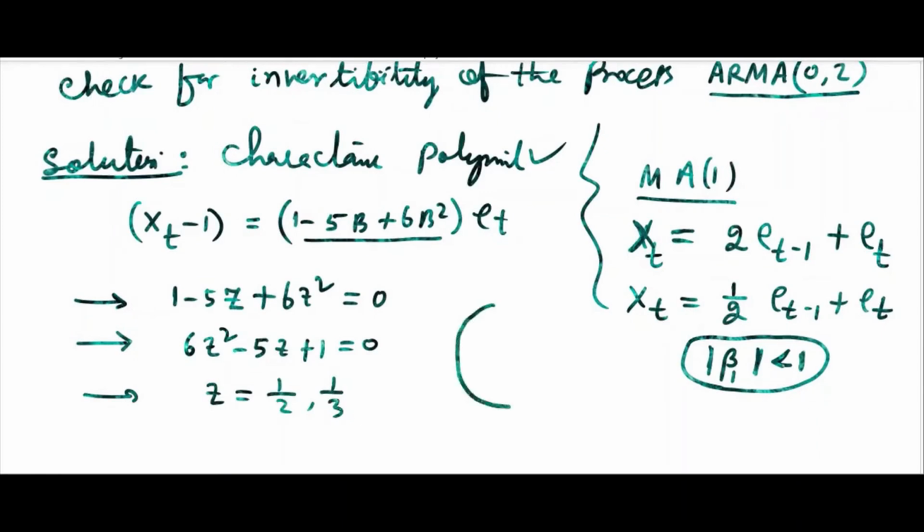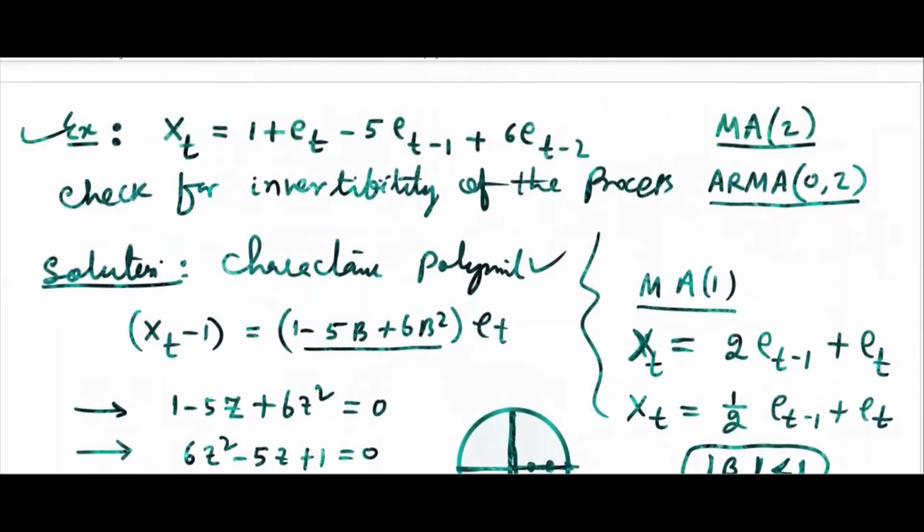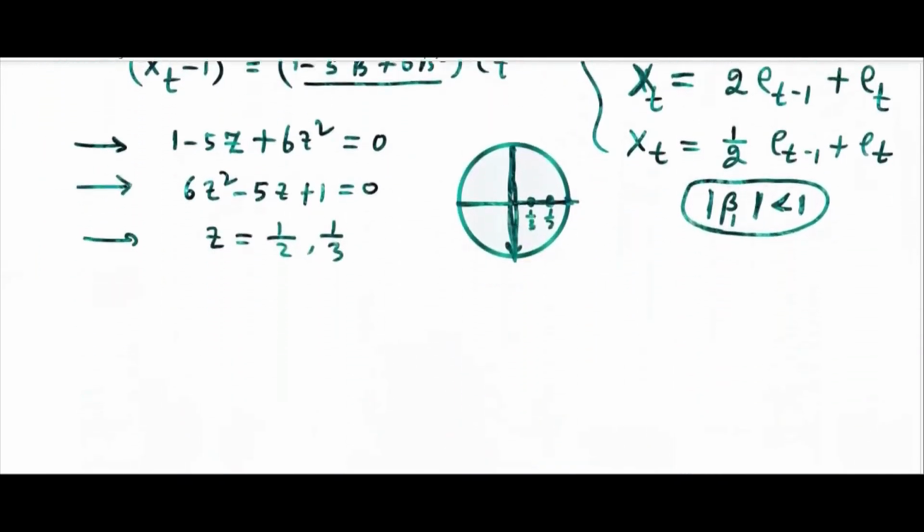If you draw the unit circle and find the roots, they must be outside the circle. Even on the circle is not allowed. So 1 by 2, 1 by 3, if you write them on the x-axis, this is 1 by 3, this is 1 by 2. They are within the unit circle of radius 1. So this is not invertible. This MA(q) process is not invertible.